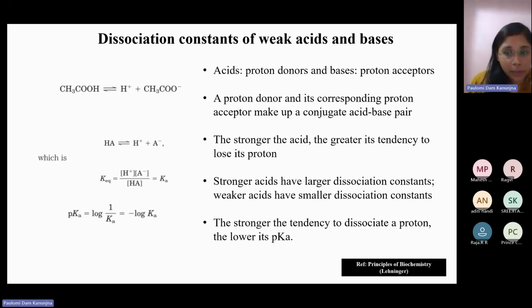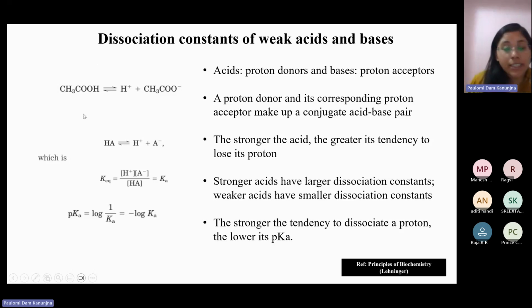So acids are proton donors and bases are proton acceptors. Now, if you can see here, CH3COOH is basically acetic acid. So when acetic acid dissociates, it forms H plus and CH3COO minus, or acetate, and hydrogen ions, right? So a proton donor and its corresponding proton acceptor make up a conjugate acid and base pair. So you have a conjugate base for a conjugate acid. So in an acetic acid system, you have a conjugate base, which is accepting the proton, and a conjugate acid, which is giving away the hydrogen, right? Proton. So this system is always there.